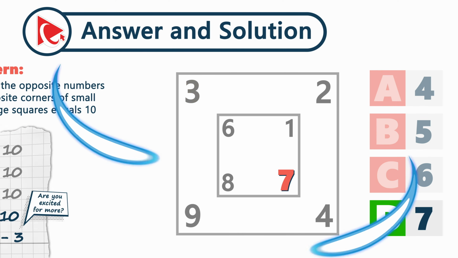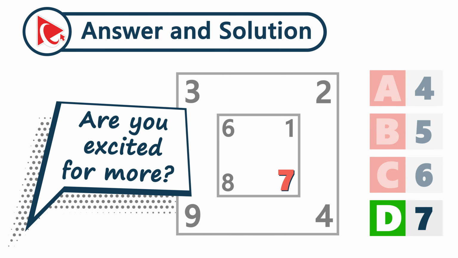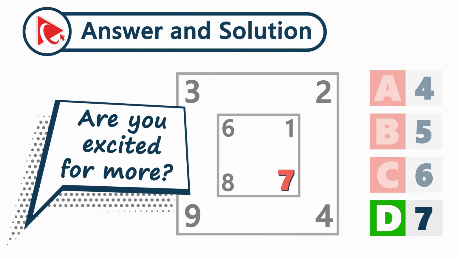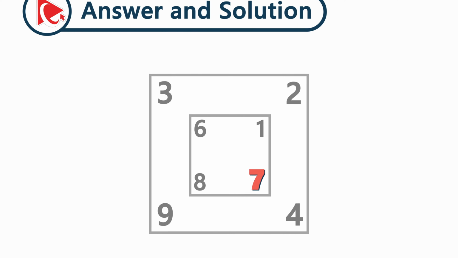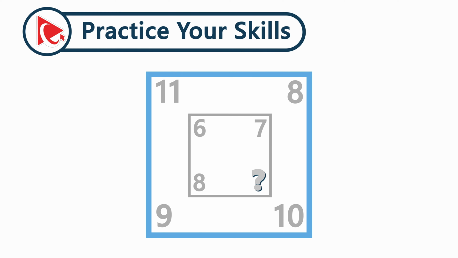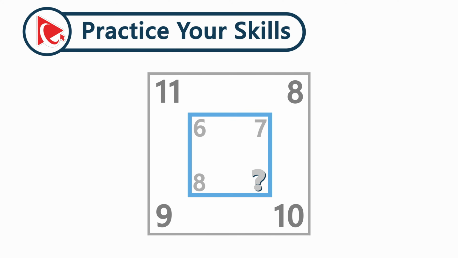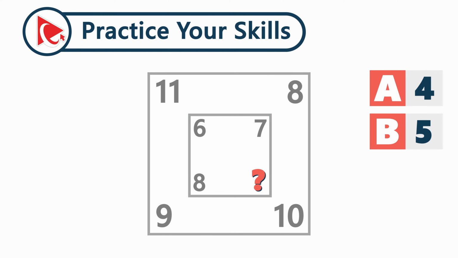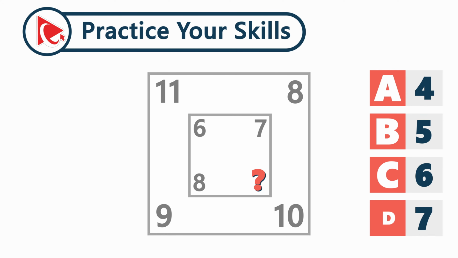But wait, are you excited for more magic? Especially now, as you know how to solve these types of challenges. Try this question to see how you would do. You're presented with two magic squares. First, larger square has numbers 9, 11, 8, and 10. Smaller square has numbers 8, 6, 7, and then comes the missing number, which you need to calculate and select your answer out of 4 possible choices. Choice A, 4, choice B, 5, choice C, 6, and choice D, 7.